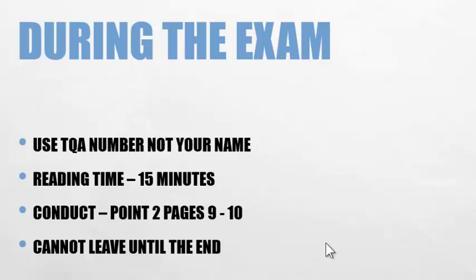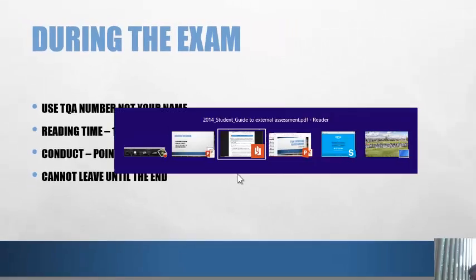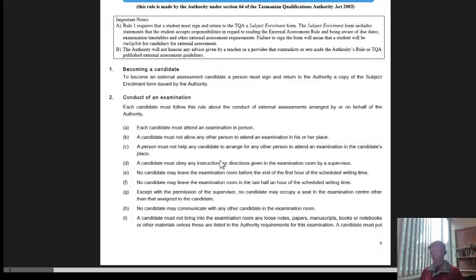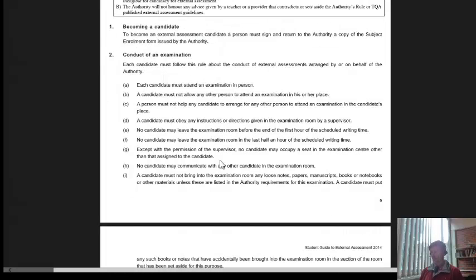Let's have a look at the conduct, which is on page 9 and 10. It's called the external assessment rule. A lot of the things are straightforward, but I should point some of them out to you. In order to be a candidate, you've got to have your notice of enrolment. I've talked about that. You must obey any instructions given by the supervisors in there. They take attendance. You're not allowed to leave the examination room. In our school, you're not allowed to leave until the end.